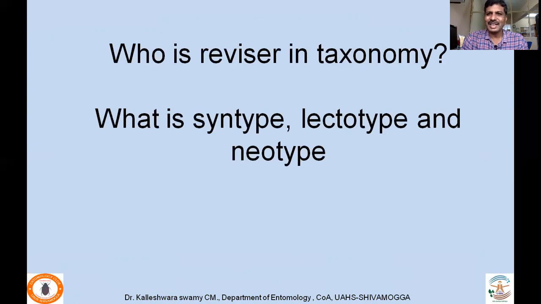I want to end this lecture with one or two questions. Who is a reviser in taxonomy? I did not introduce this word, but if you understand this terminology, many other things will also be better understandable. Similarly, the second question is, what are syntype, lectotype, and neotype? Try to get more information so that this class will be better understood.